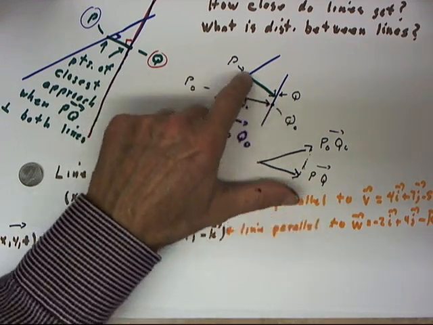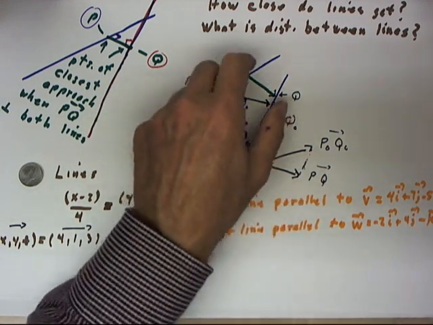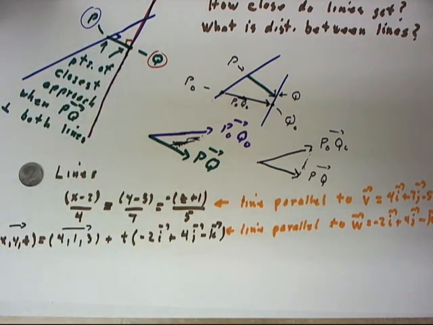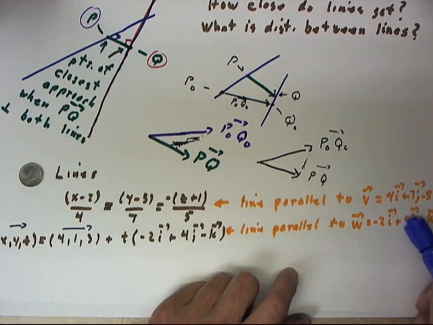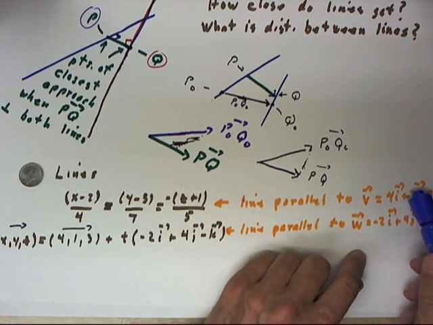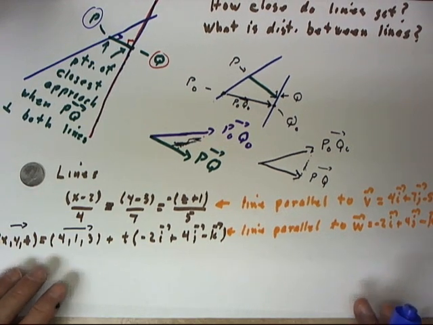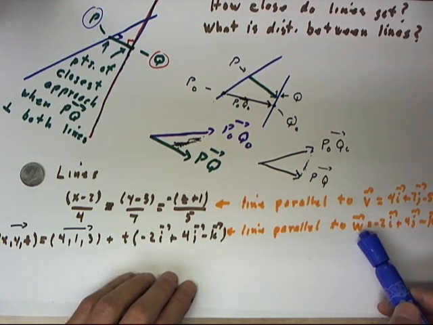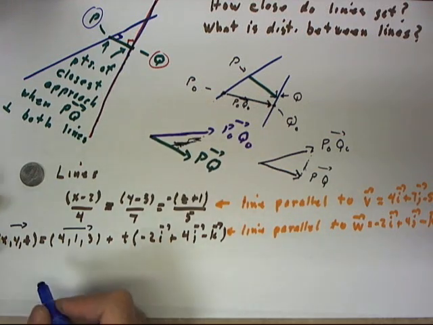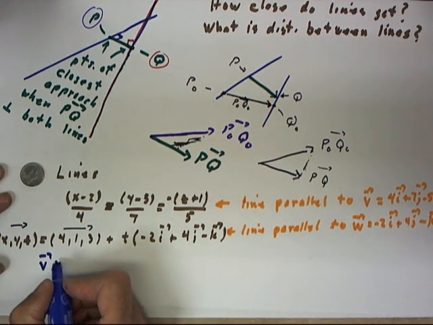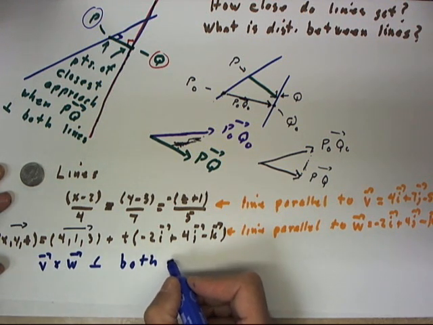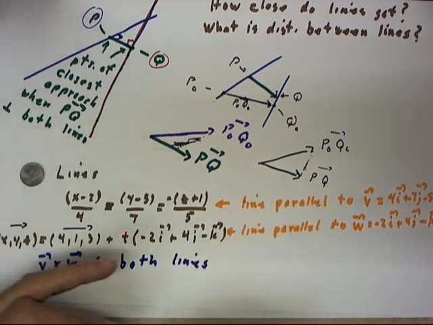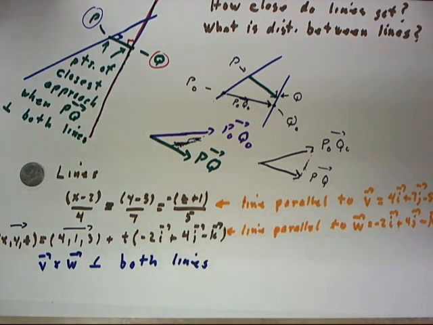PQ is a vector that's perpendicular to both lines, making a right angle with both lines. How do we get a vector perpendicular to two lines if we have vectors parallel to the lines? Well, the cross product of two vectors is perpendicular to both vectors, so v cross w is going to be perpendicular to both lines. Now we can calculate v cross w. That's a straightforward calculation.